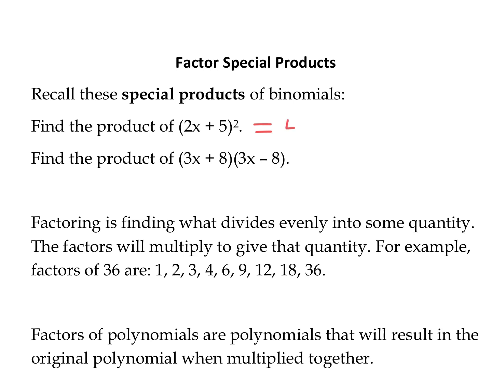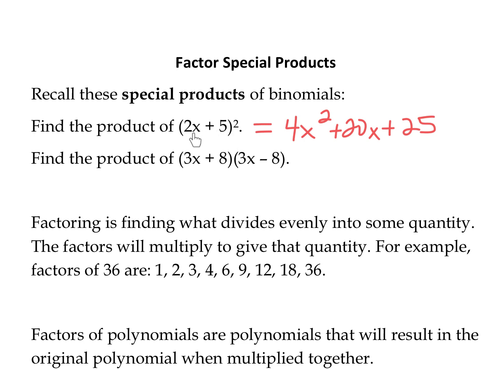That's going to be 4x squared. Our end term is going to be plus 25. Don't forget there's that middle term. We multiply 2x times 5 and get 10x, and then double it in the middle, and we're going to get 20x. So we have 2x plus 5 times itself.